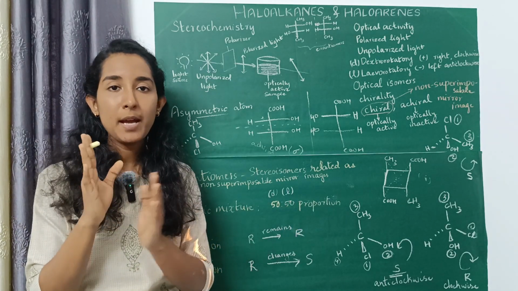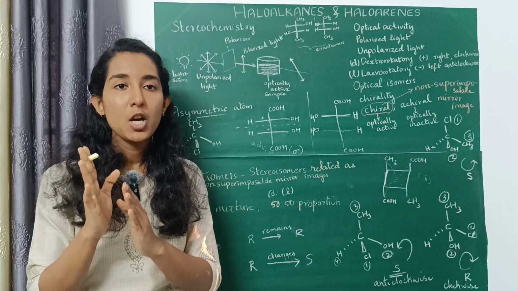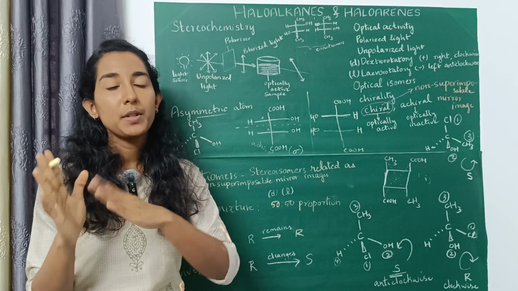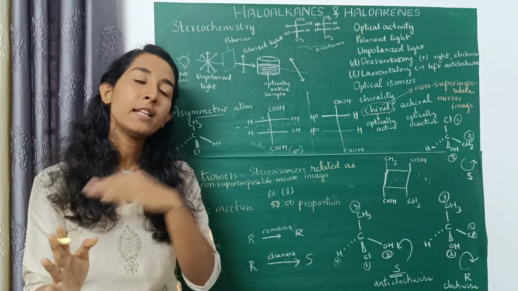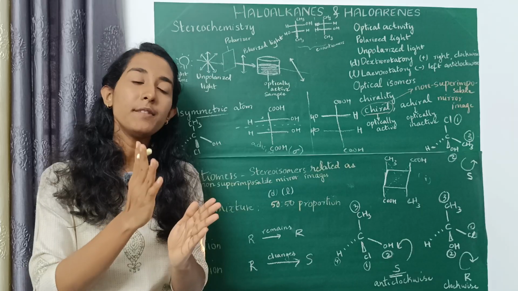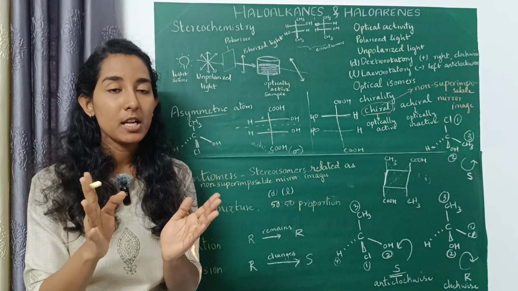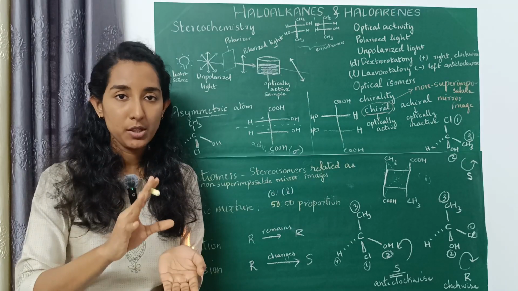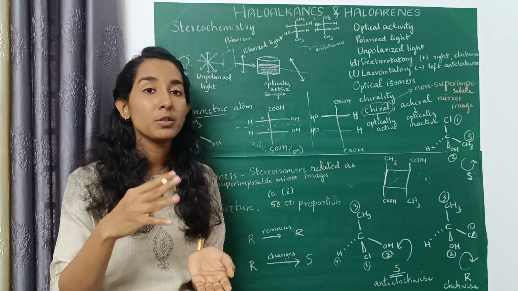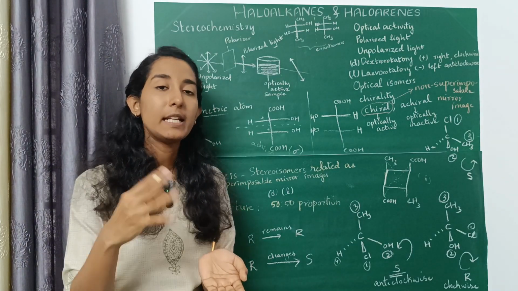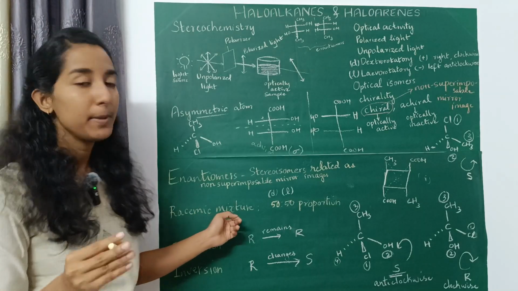Suppose I have a D isomer rotating 50 degrees, and again I have an L isomer, which will rotate 50 degrees towards the left. So basically the rotation gets cancelled. Net effect, there will be no rotation. So this racemic mixture will be optically inactive.